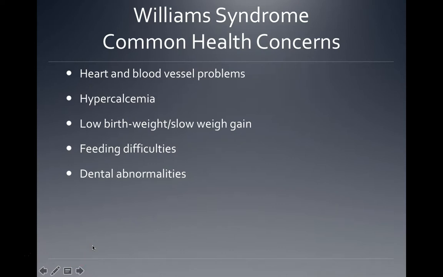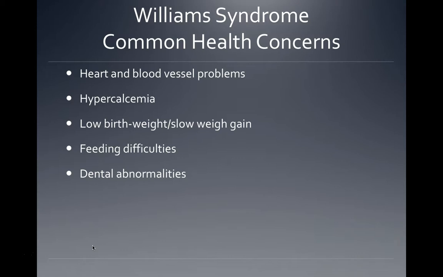Now some health concerns. It is important to have a good understanding of these when we're support planning for an individual, especially as they get older with Williams syndrome. The first one is heart and blood vessel problems. Typically, there's a narrowing in their pulmonary arteries, and there's also an increased risk for development of blood vessel narrowing or high blood pressure. Over time, it's really important that their cardiac status is monitored very closely because of the risk of heart problems. Also hypercalcemia, so having more calcium in their blood. We also know low birth weight or slower weight gain. A lot of times they'll tend to be slower in stature, so it's really important that that's monitored over time.